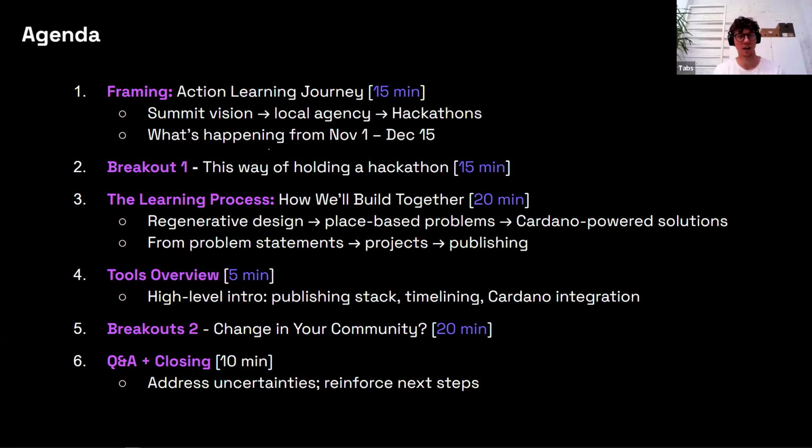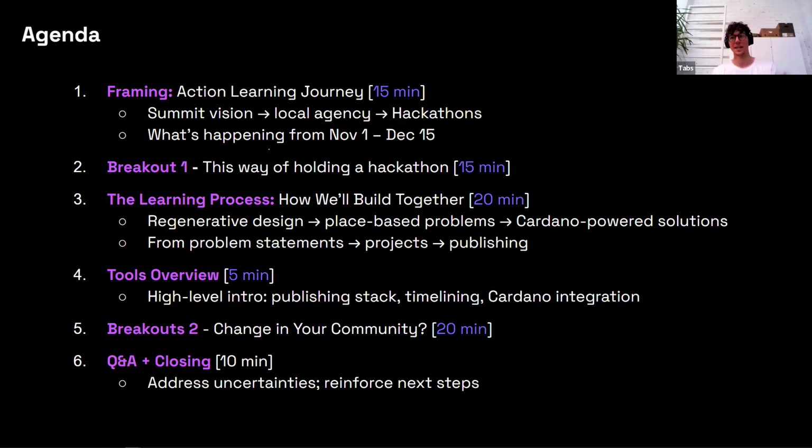Then I'll spend a little bit of time on an overview of the tools that we're going to bring into this, but I'm not going to go into much detail because that's coming up next week. So I'll just gloss over it very quickly, but we're really excited to share that with you.